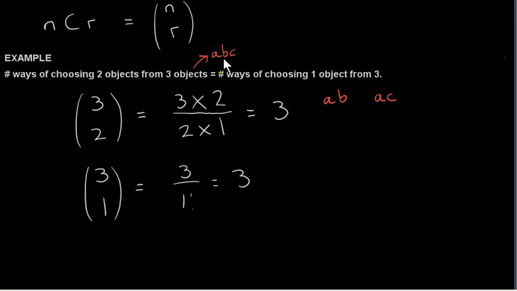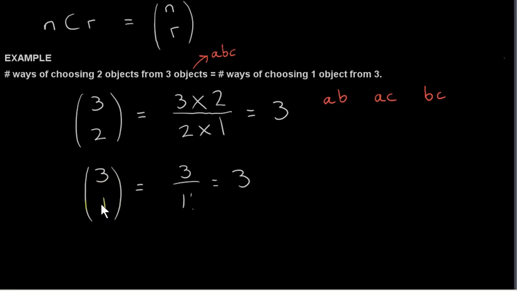After we are finished with A, we look to the next letter, which is B. We do not go back and combine it with A, because that would give us the same combination as AB. We just look forward from B, so we combine B with C. Then we would go to C and look ahead from C, and there's nothing ahead from C. So here are the three combinations.